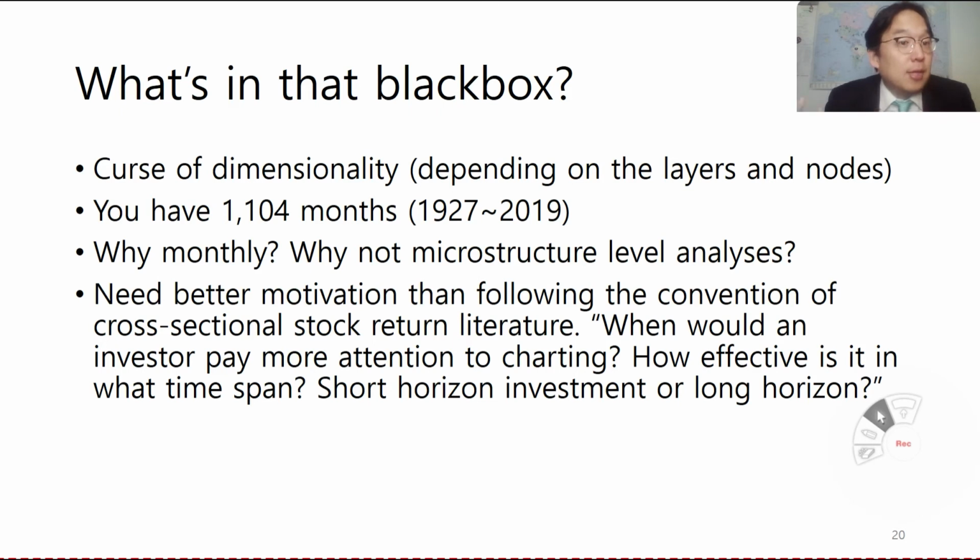So why monthly frequency? Why not microstructure-level analysis? Obviously a lot of data will be there. Not only that, when you do technical analysis and look at the chart, you are not only looking at monthly return and monthly cumulative abnormal return, but you are more concerned about short-term, day-by-day return. Candlestick chart, you see that? Not only day-by-day returns, but also minute by minute. So it can be arbitrarily bigger data. And why not use bigger data? Because CNN wants bigger data.